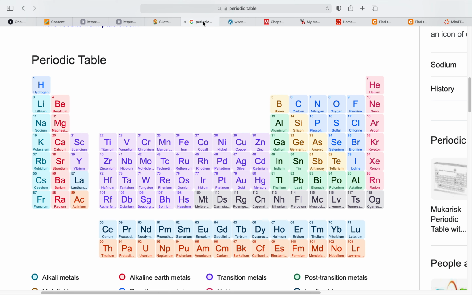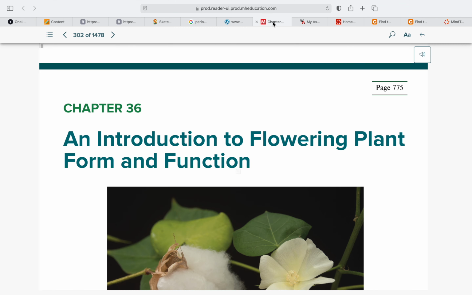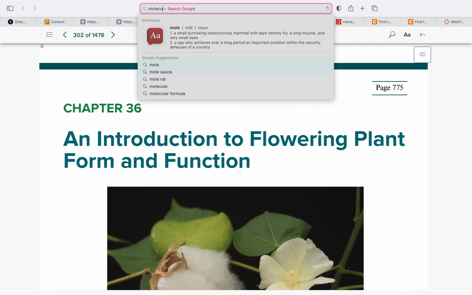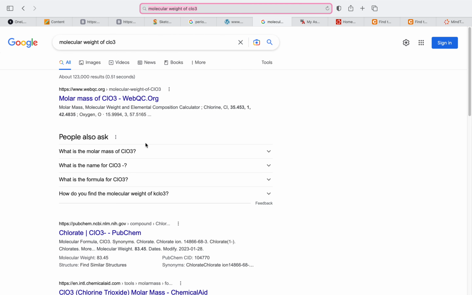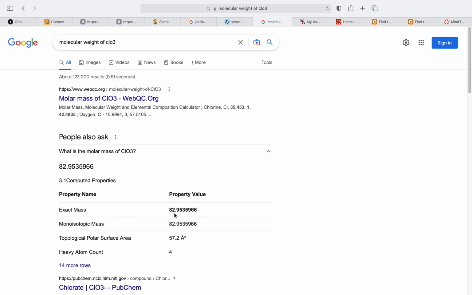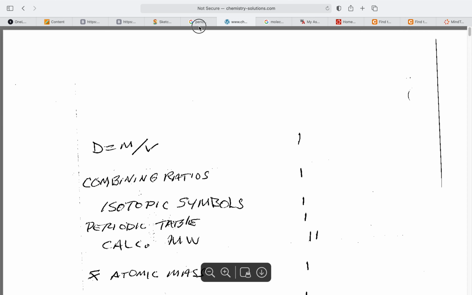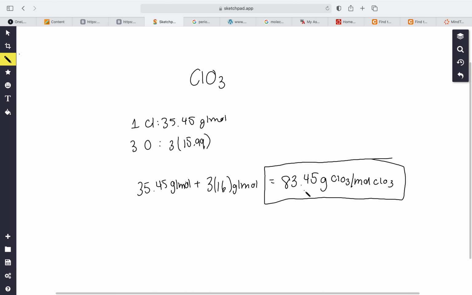And let's look it up. We'll go here. Molecular weight of ClO3. Okay, it's loading. Okay, so they got 83-ish, and we got 83-ish. They probably had different numbers in there and calculated it differently, but this would be the right answer based off of the numbers that we got from our periodic table.